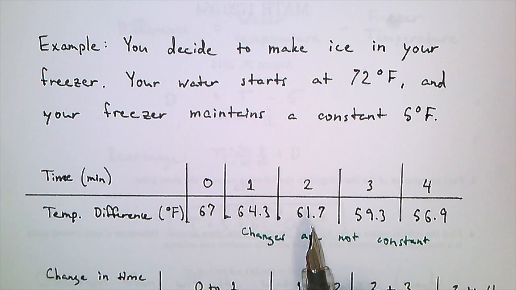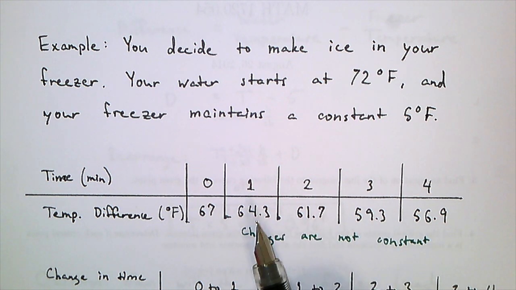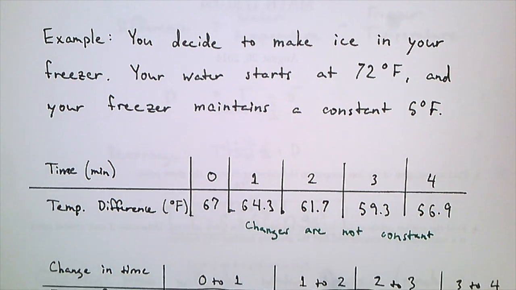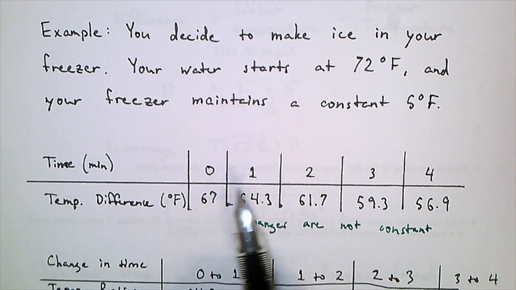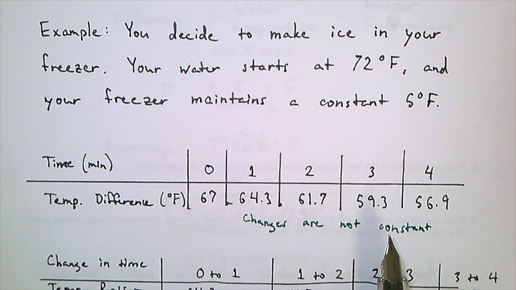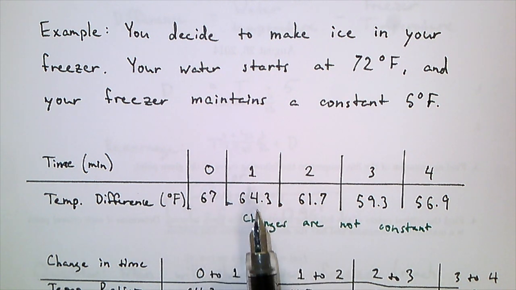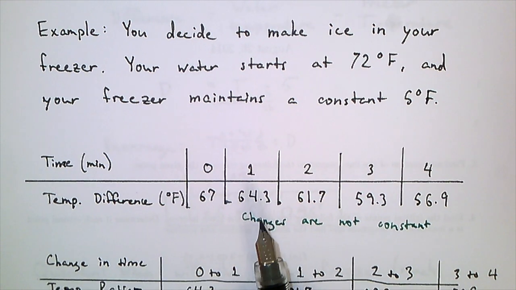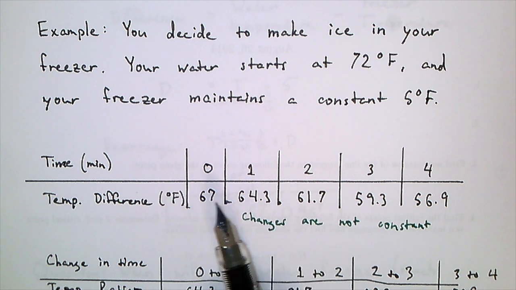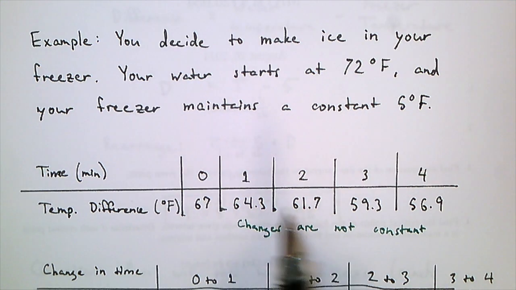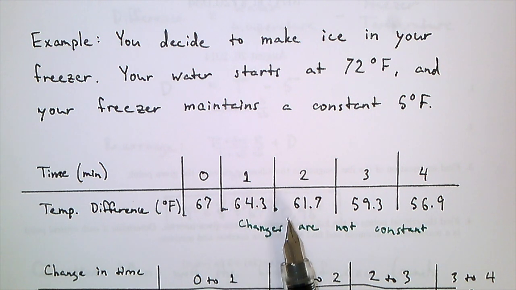And then each minute you measure this difference again. So after 1 minute, the difference has gone down to 64.3, and then you can read the rest of these numbers. One thing that you'll want to notice about this data is that the changes minute to minute are not constant. So the change from 67 to 64.3 is not the same as the change from 64.3 to 61.7. This is a change of 2.7, and this is a change of 2.6.